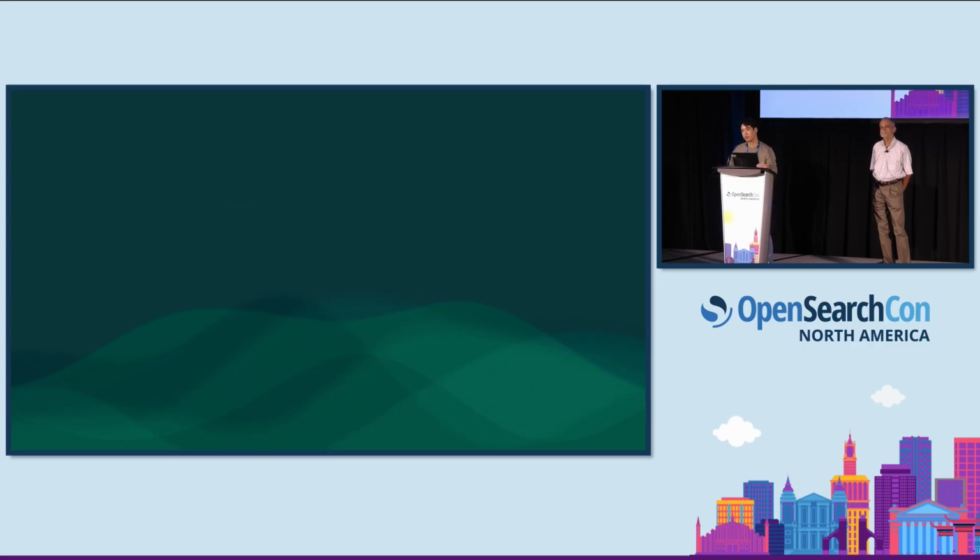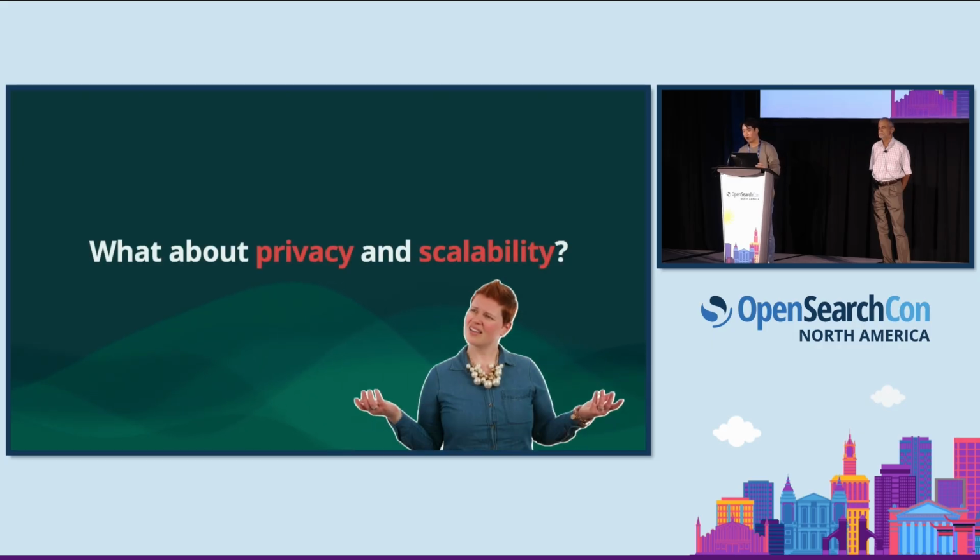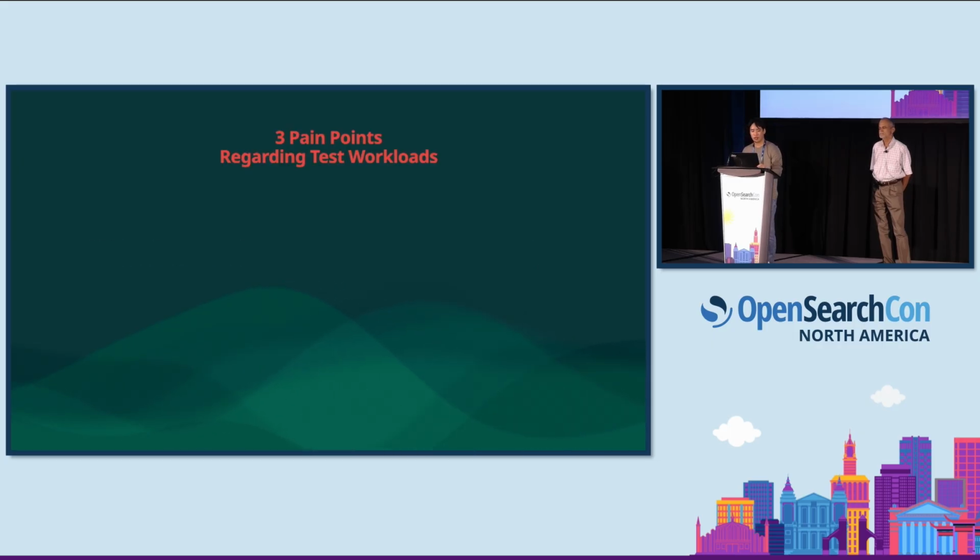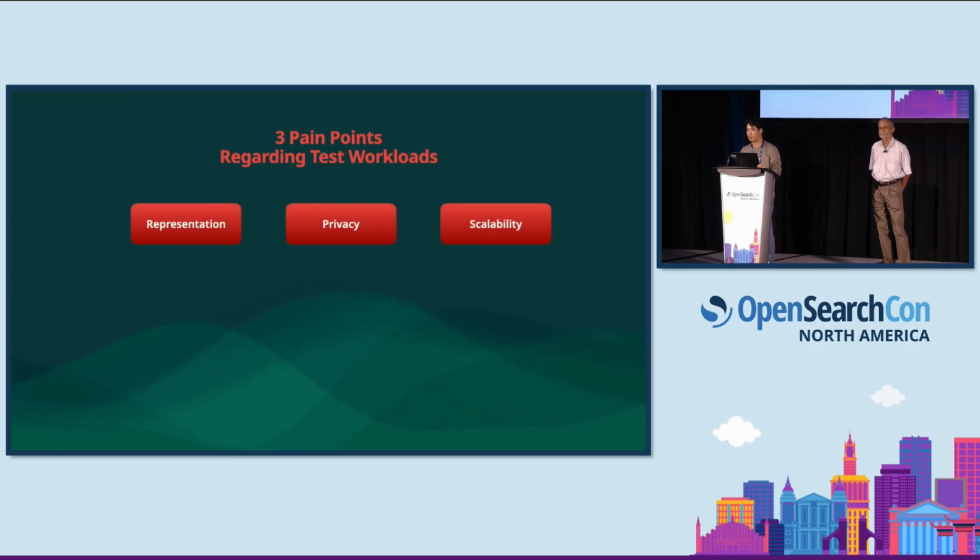So you're that financial institution that has that custom workload and you can use it to benchmark and you found out you got realistic performance predictions. Great. What's next? You might have additional concerns. For example, what about privacy and scalability? When building test workloads over the last few years, we've realized there are 3 pain points when it comes to building them: representation, privacy, and scalability.